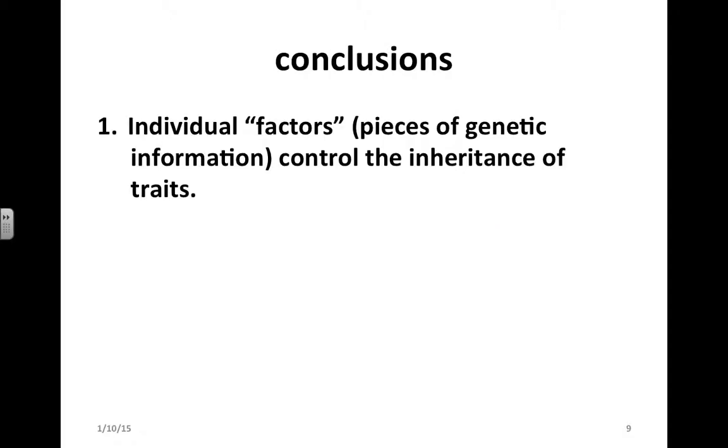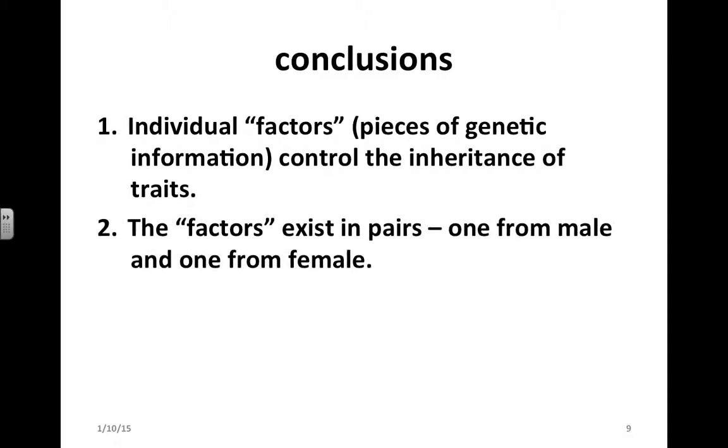Okay? Here were Mendel's conclusions. Write these down, please. Number 1, individual factors. Remember, he didn't call them genes. He said these were pieces of genetic information. That's what controls the inheritance of the traits. The factors, genes, as you and I call them, exist in pairs. Why are they in pairs? Because we always get one form of the trait, one form of the gene, from mom, and we get one form from dad. So one allele comes from mom, one allele comes from dad.